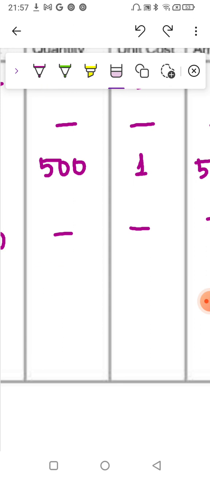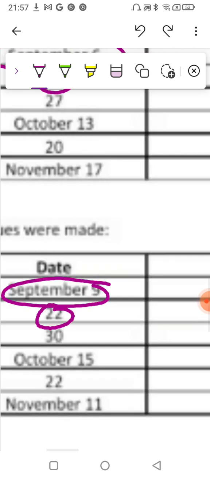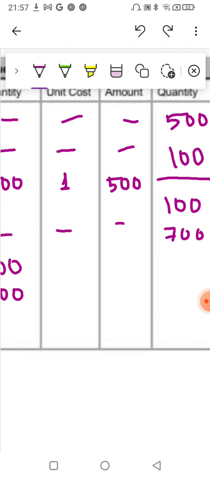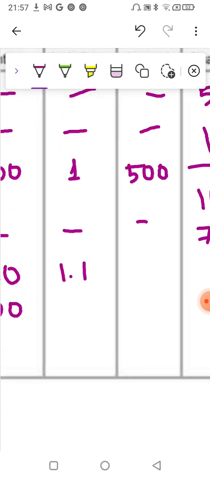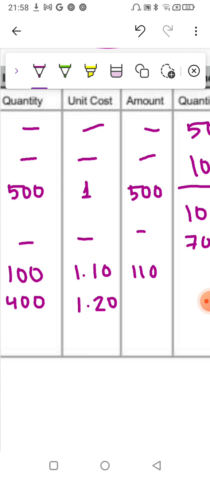So we can write it down this way. There was 500. We will break it into 100, that was the first category, and the remaining 400, the other category. The price for 100 was 1.10, and for the remaining 400 it was 1.20. So we are going to write that amount. 400 into 1.2 will become 480.